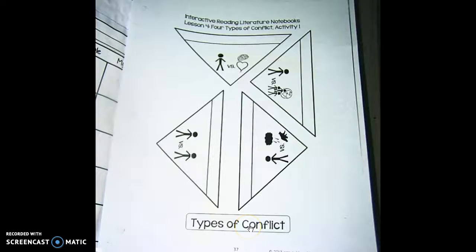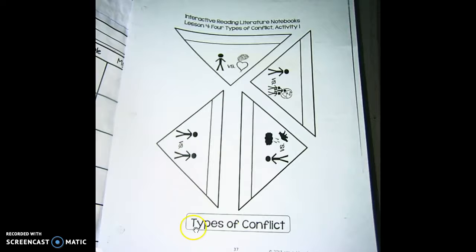Hi, you are now in the Types of Conflict Center, and in your area you should have your notebook, scissors, glue, and a paper that looks like this one. What you're going to do today is take notes on the 4 types of conflict, and then we're going to make connections with the Westing Game and the types of conflicts that are occurring in the novel right now.